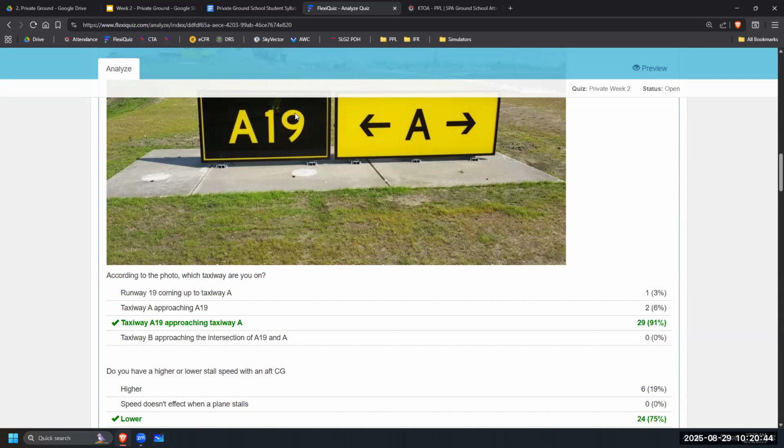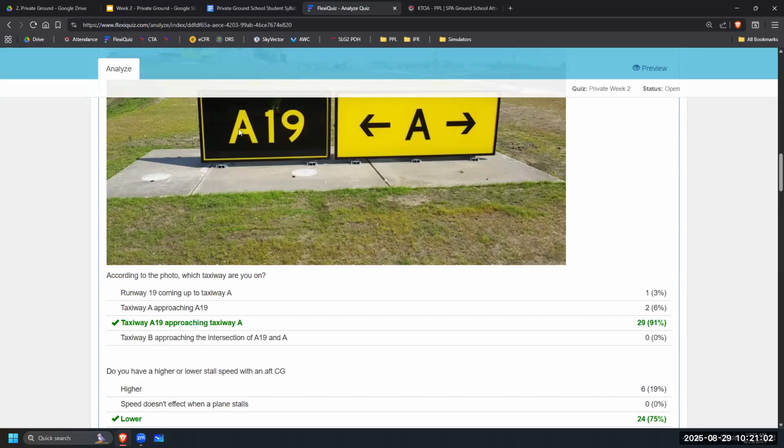So this is taxiway Alpha 19. It's confusing because most of the time we just see an A here. We wouldn't see a number. Numbers are usually the runways. Taxiways are usually the alphabet. So this is taxiway A19, black square, we're there.